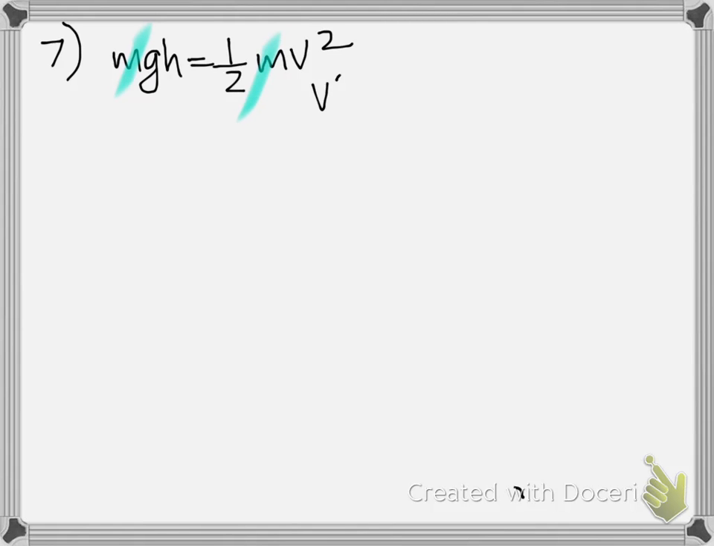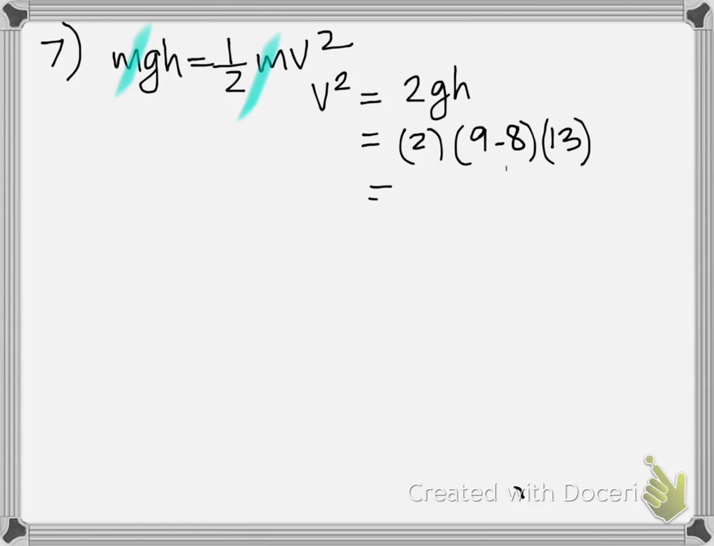MGH, isn't it? What kind of energy does the baseball have when it's at the top? Potential, MGH, and as it drops, it changes into kinetic. So MGH is 1/2 mv squared. Velocity squared is 2 times 9.8 times the height, which is 13. That gives you 254.8. Take the square root and you get 15.96 meters per second. So that part was easy.